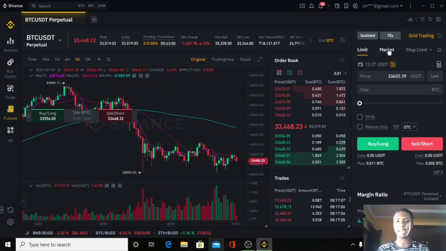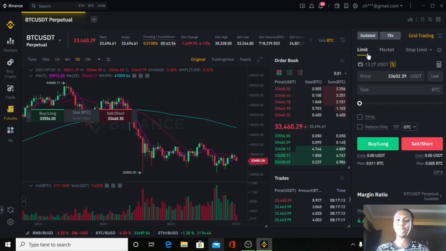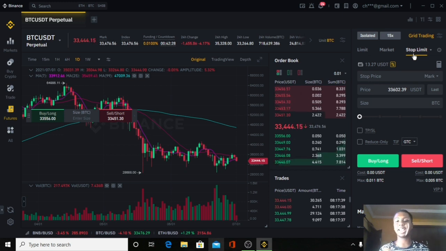Also, there's a limit and a market order on this platform. What does the limit do? Limit is you setting a price target at which you want to jump into a trade. Market is you just putting in the size of BTC and allowing Binance futures to choose whatever price the market is at for you to jump into a trade. There's also what is called a stop limit. A stop limit is like setting a conditional trade. That is how you set a conditional trade with Binance futures.